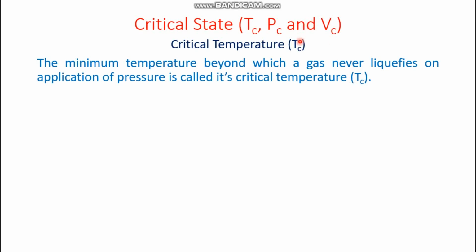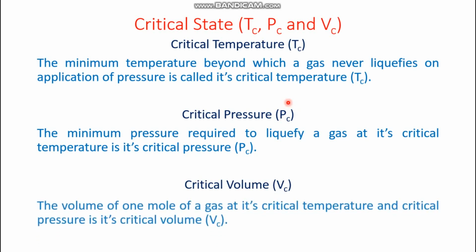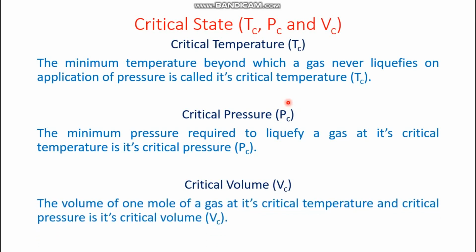Now suppose this gas is kept at its critical temperature, then what should be the minimum pressure? There must be some minimum pressure required to liquefy that gas, and that pressure is known as the critical pressure. This is denoted as Pc. So what about the definition of critical pressure? This is the minimum pressure required to liquefy a gas at its critical temperature, and it is denoted as Pc. And if the gas is kept at Tc and Pc, then its volume of 1 mole amount is known as the critical volume, and it is denoted as Vc.